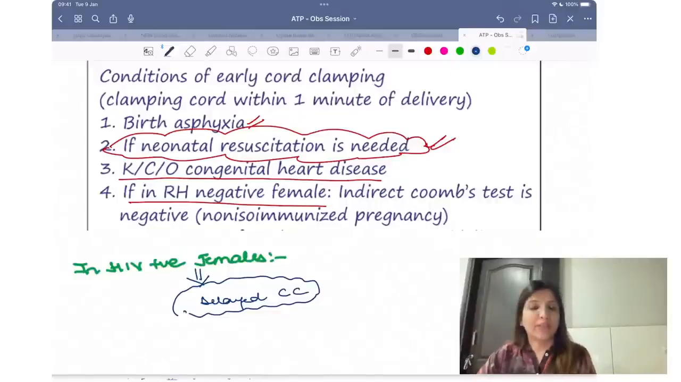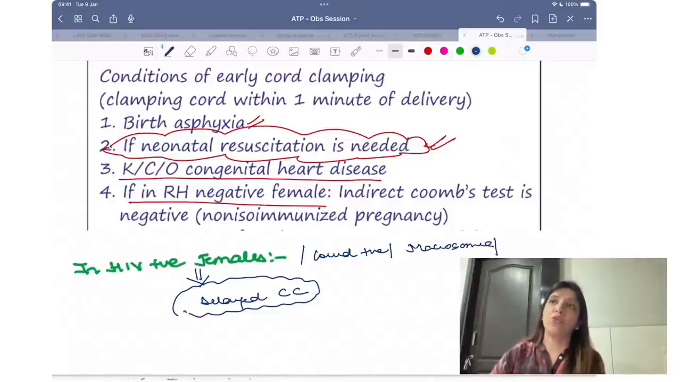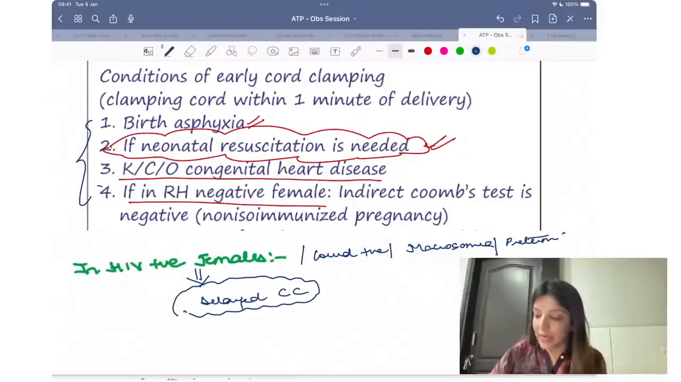Right? Now, whether they ask you about HIV positive females, COVID positive females, macrosomia, anything, they try to confuse you. In every case, you have to do delayed cord clamping. These are the only conditions where you have to do early cord clamping. Please remember, delayed cord clamping is also a part of the Anemia Mukt Bharat program. It's a part of the Anemia Mukt Bharat program.